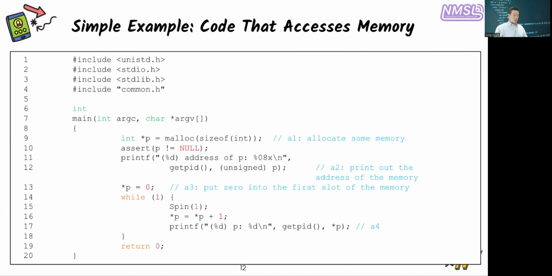Again, a simple code. This is a code that simply accesses memory. Initially you allocate some memory, and then you print out the address of the memory. Then you put 0 into the first slot of the memory. Then you put it in a loop, incrementing by 1 and then printing.